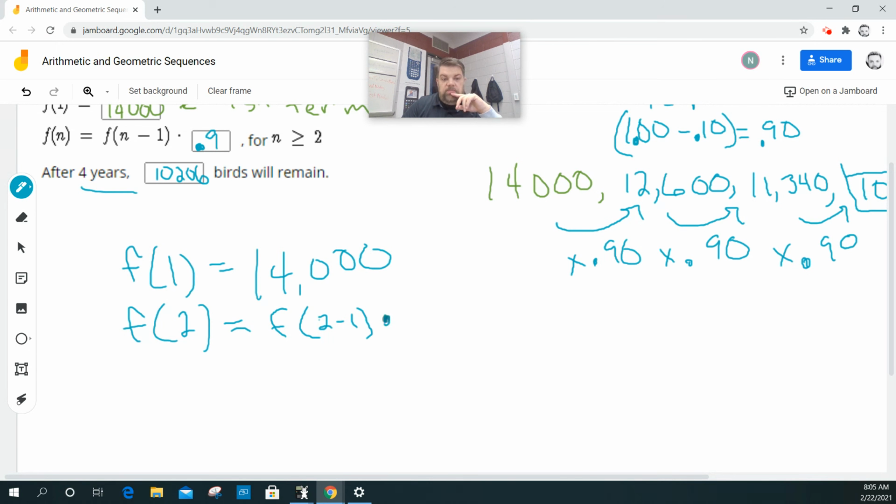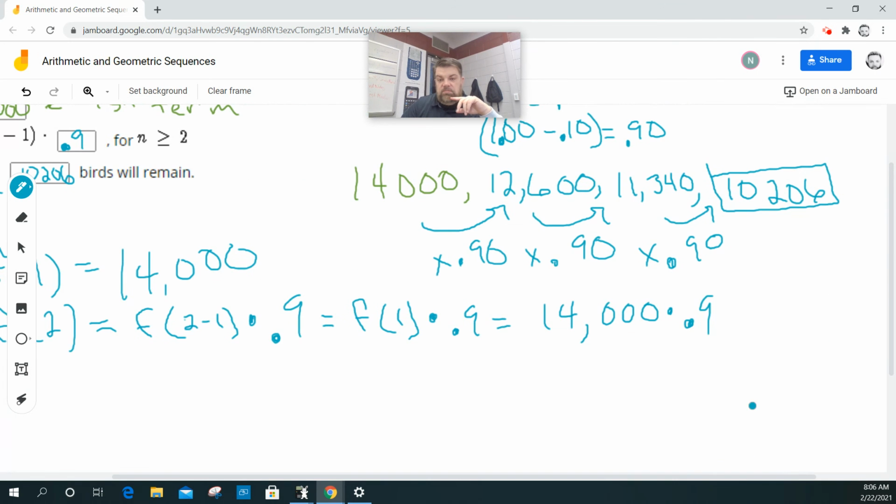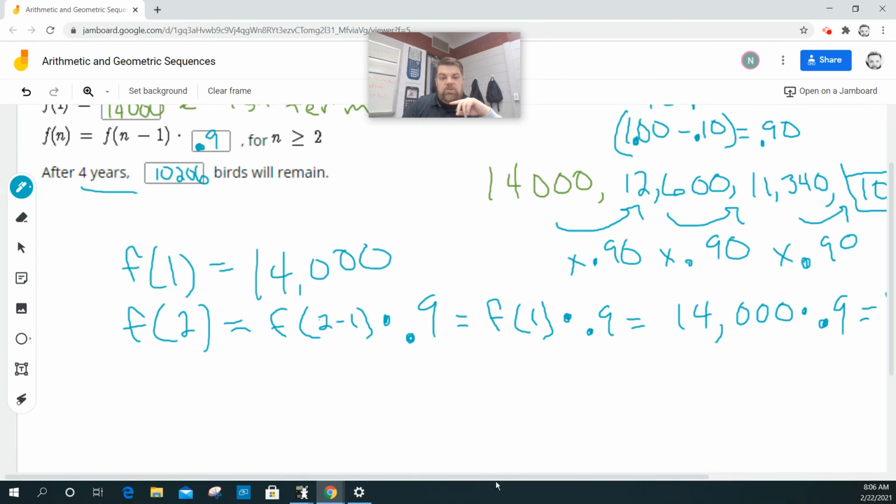Times 0.9, which is really f of 1, times 0.9, which is really 14,000, times 0.9, which is equal to my 12,600. Now, a lot of times what kids will do is they'll skip all the stuff in the middle and they just multiply.